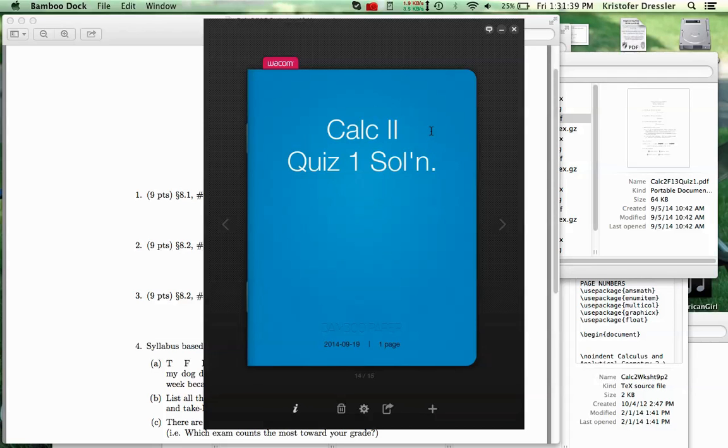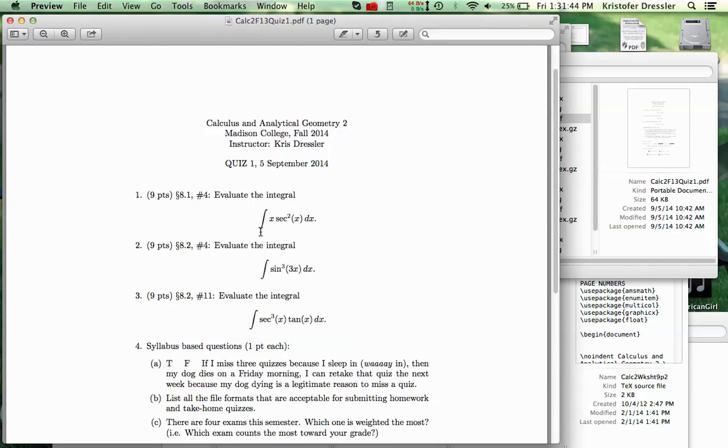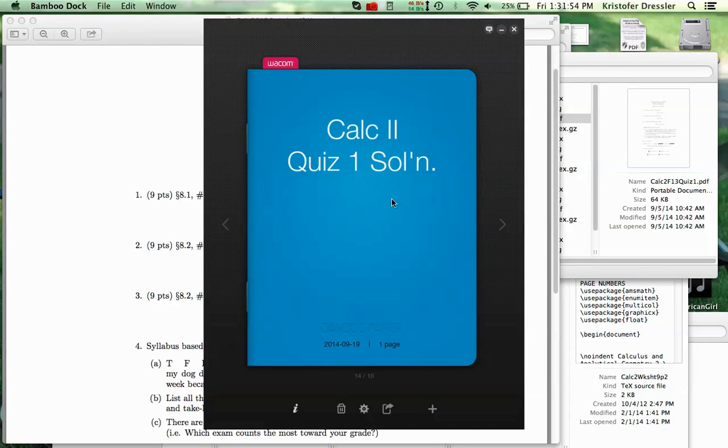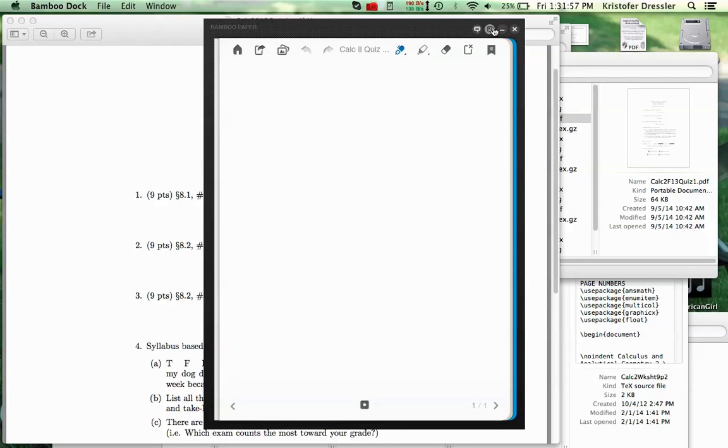All right. So the first one we're going to look at is the integral of x secant squared x dx, and that was from section 8.1. So we're suspecting that that's probably integration by parts. And I think our suspicion is right.